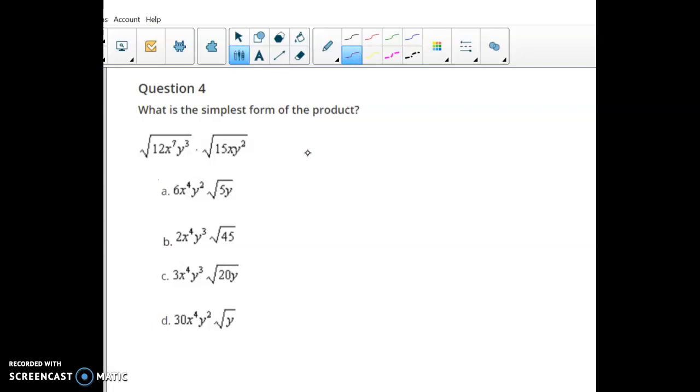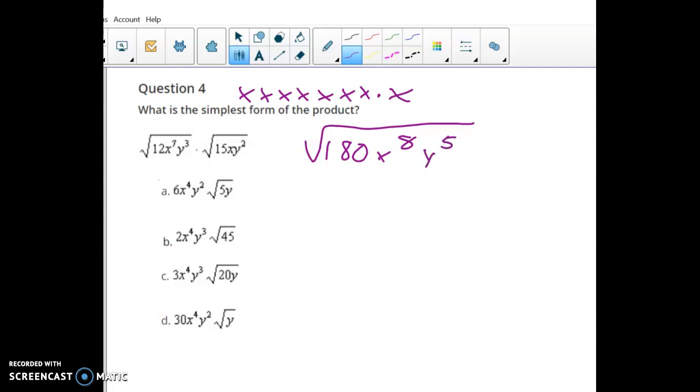All right, this is number 4 from test correction 6164. We gotta simplify this product, so we're gonna make it into a single square root, and we're gonna do that by multiplying everything together. So 12 times 15, I believe that's gonna be 180, and then x to the 7th and x to the 1st. Remember, here's x to the 7th, that's 4, 5, 6, 7. Here's x to the 1st, so that becomes x to the 8th. We add the exponents there. Same thing for y, becomes y to the 5th.